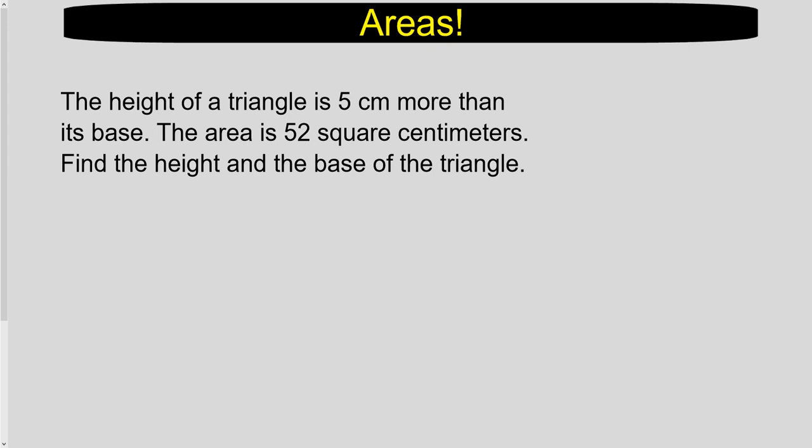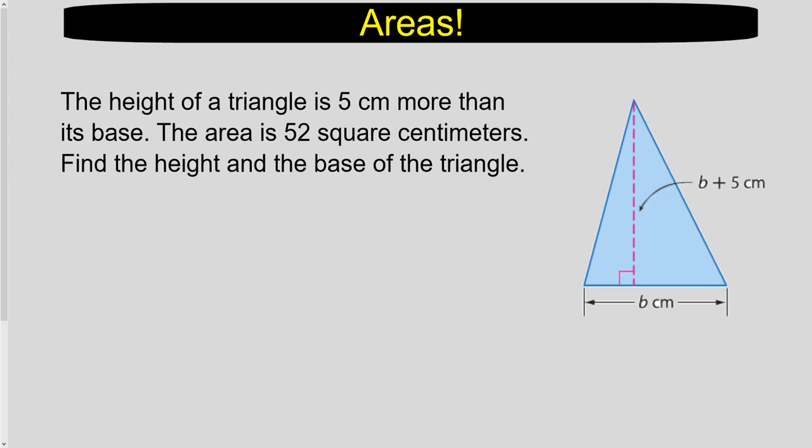Okay, hopefully you have a picture, and hopefully it looks something like this. I have a base. It's b centimeters. I don't know how long that is, and I don't know what the height is, but I know that it's 5 centimeters more than whatever the base was. I know that the area, which is 1/2 base times height, is 52. So that means that the base being b and the height being b plus 5 could be plugged in for h. This equation I can solve. It only has one variable in it, so let's start working.